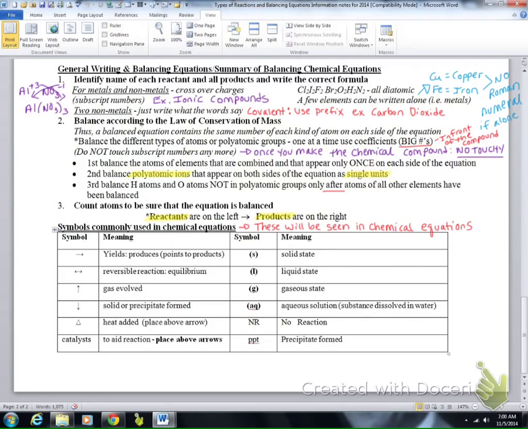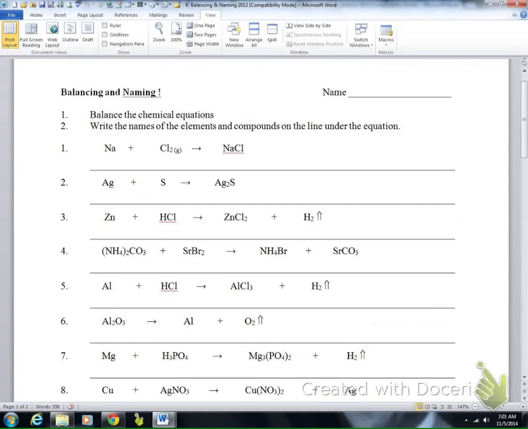Alright, so now I want you to get out your balancing and naming introduction sheet, and you're going to take some notes on this. This does not need to be finished for Friday. We are going to work on it during class. So just take some notes on it, make sure you write down the example problems so you have those with you when you come to class, and then you'll work on the rest of it during class with help of your teacher.